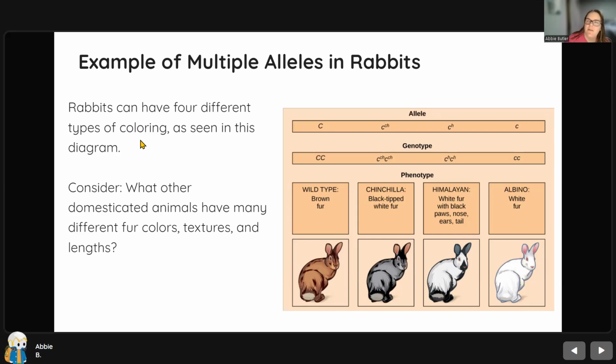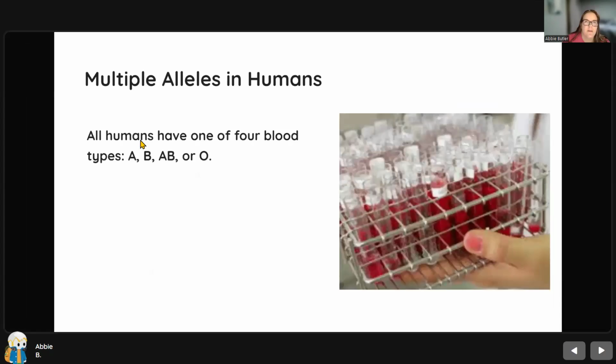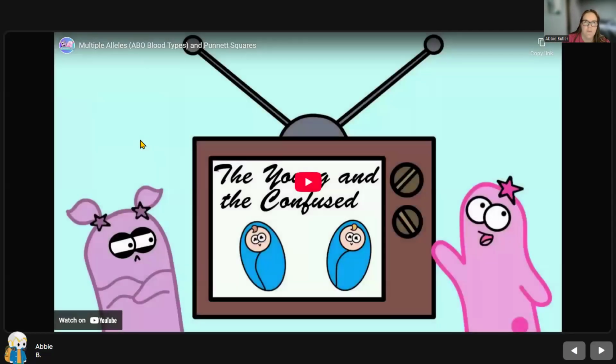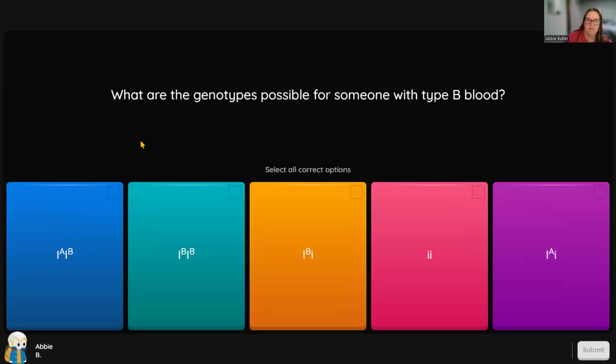Think about what other domesticated animals have many different fur colors, textures, lengths. Think of the variety that you find in some organisms. You probably can think of a lot of examples for that, but there's little video segments you can watch from the Nuba sisters, and then there's questions that you'll be able to answer.